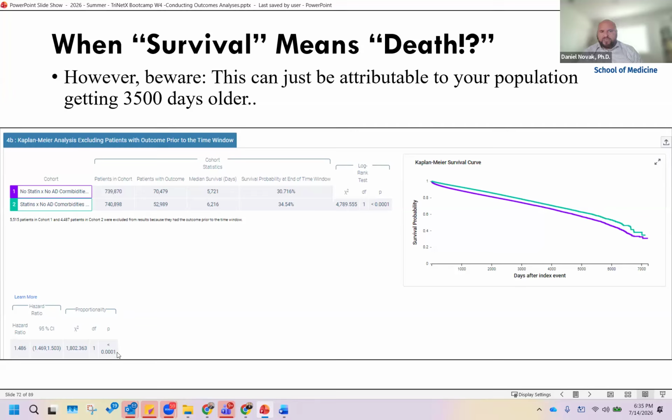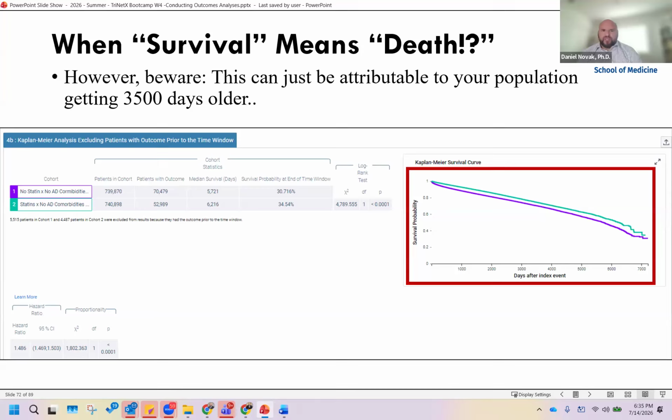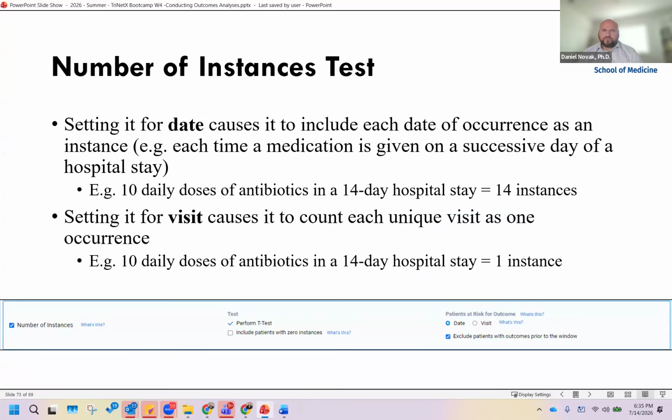Now, the proportionality assumption is violated, likely because this is attributable to your population just being 3,500 days older. That's 10 years, right? So if your study starts when your average person is 65, they're 75 when it ends, and their actuarial rate of mortality is increasing every year anyway. So you'll see that happen in this way. And even if that's a pretty robust hazard ratio, still.